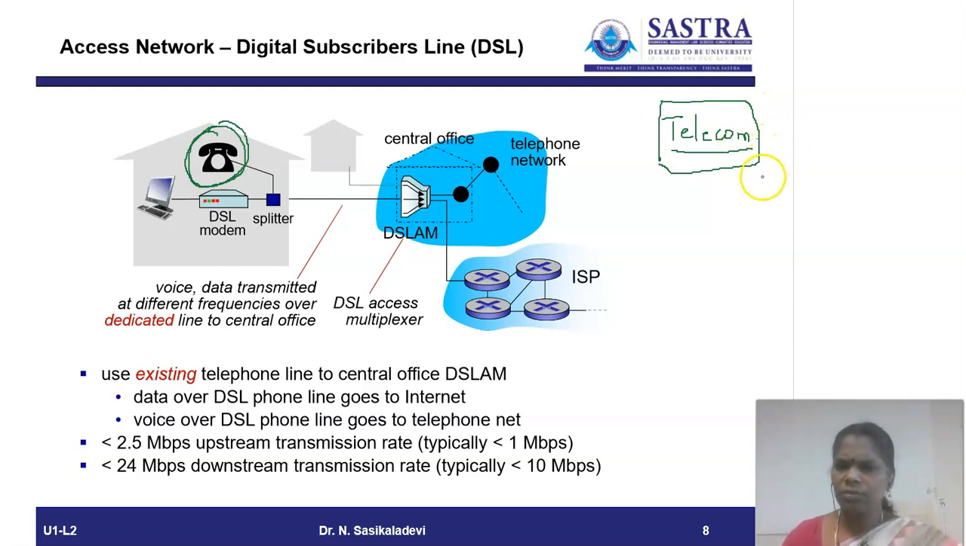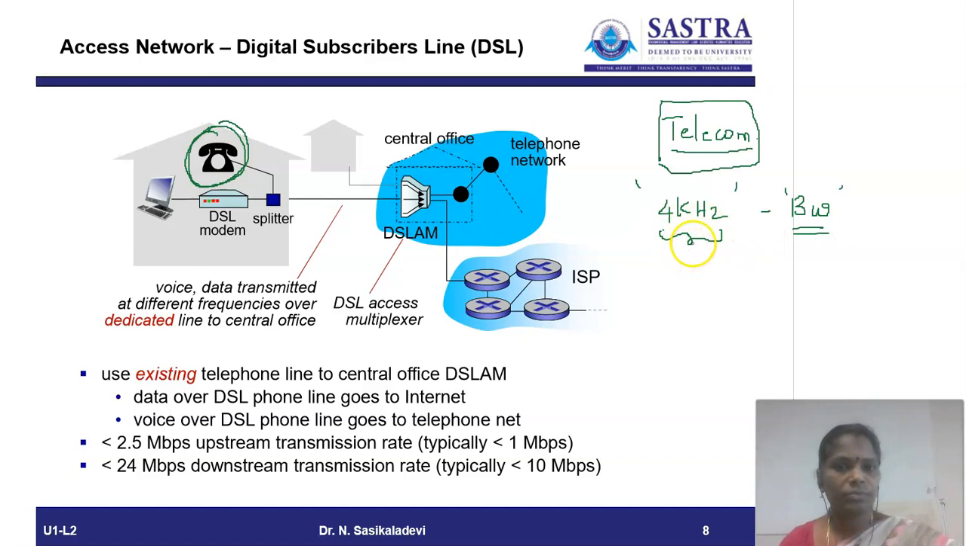But telephone communication requires very minimal bandwidth. For transmitting and receiving the audio signal, the maximum frequency requirement is just 4 kilohertz. If you take a 4 kilohertz frequency, we can easily compute the bandwidth requirement. I said each and every access network is to be evaluated in terms of bandwidth. So what is the bandwidth requirement for a 4 kilohertz analog audio signal?